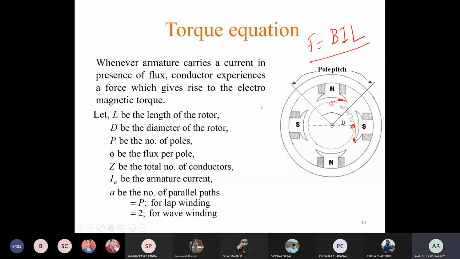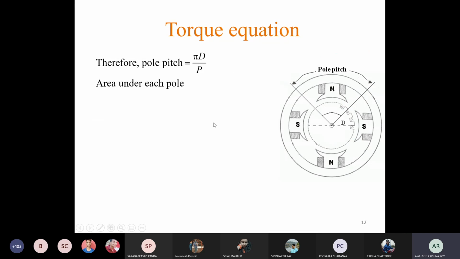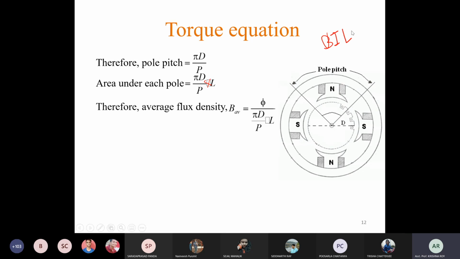Now again we have to calculate the pole pitch, and then the area under each pole, because we are going to calculate the flux density again. Because the formula is BIL, we need B. So the average flux density will be given by this expression, that is P phi by pi D L, same equation. So up to this it is similar to that of the EMF derivation.